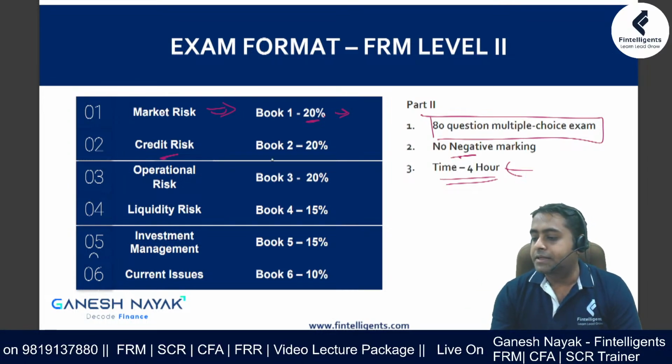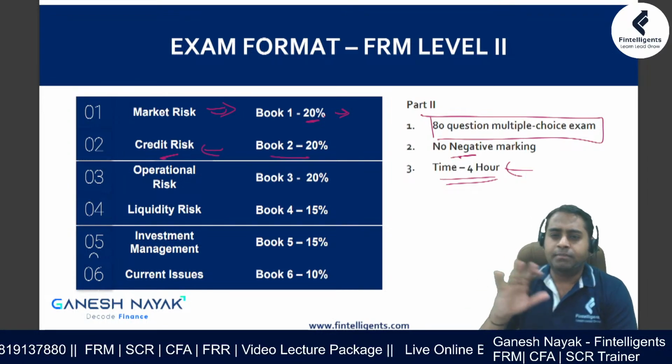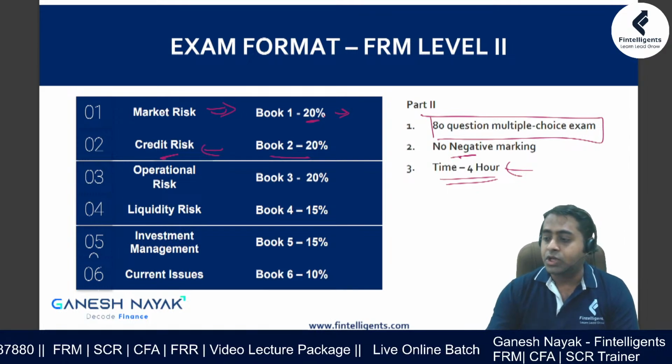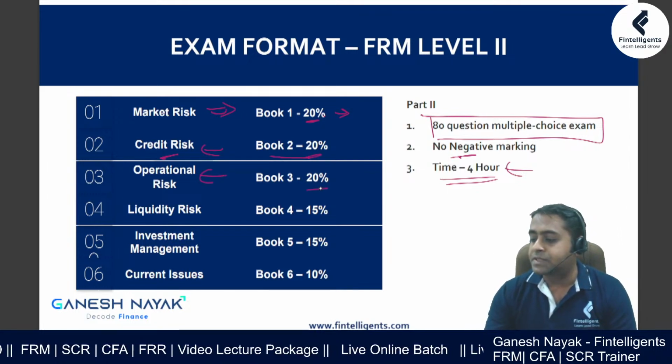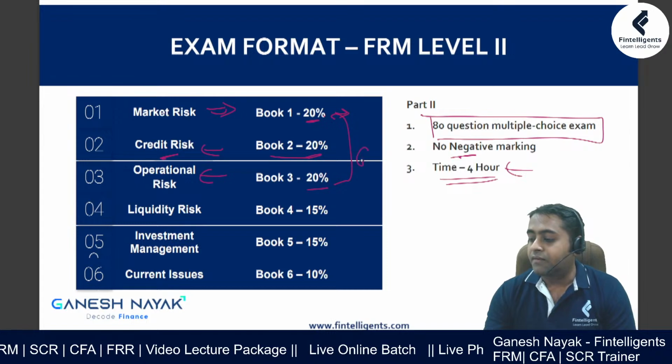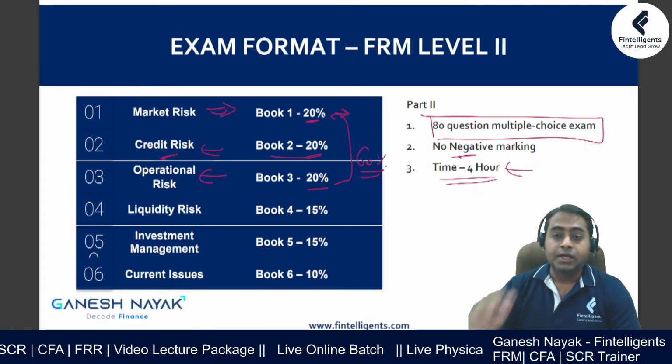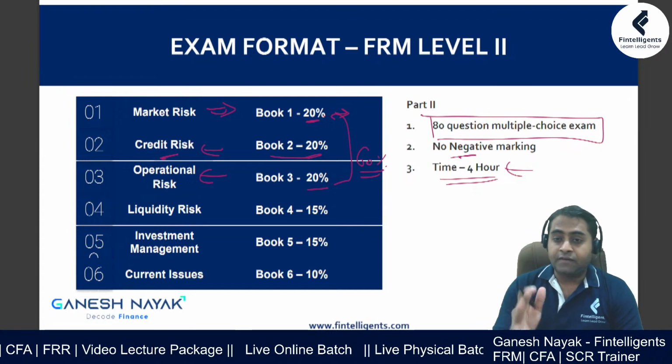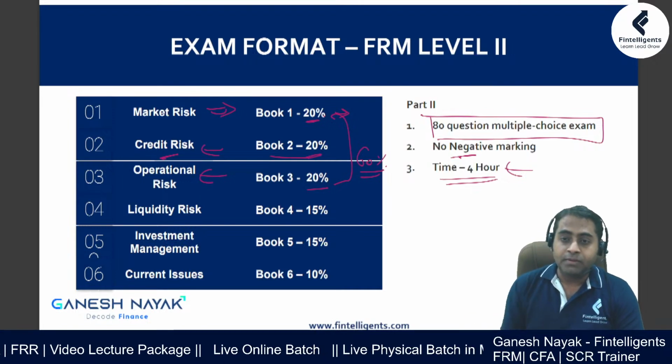Credit risk, which is the next book, is again a heavy book in terms of weightage, around 20%, and then you have ops risk around 20%. So these three roughly cover 60%. That means out of 80, roughly 48-50 questions will come from these 3 books.